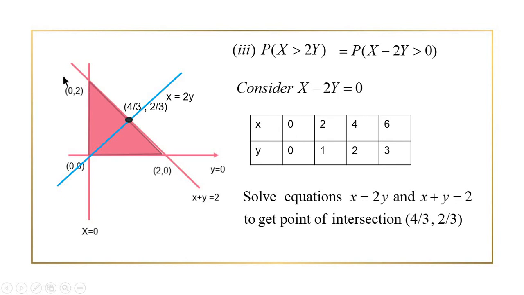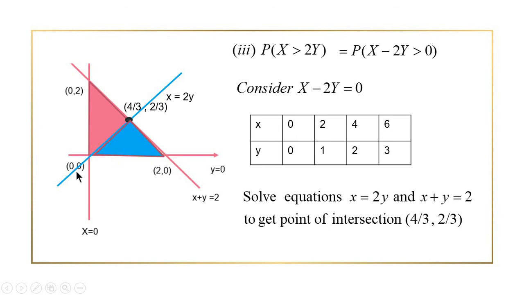I am going to substitute the point 0, 2 in the equation. When x is 0, y is 2. 0 minus 2 into 2 is minus 4. Minus 4 greater than 0 is not possible. Therefore, this point will not be in our region. Therefore, the region must be below the line.